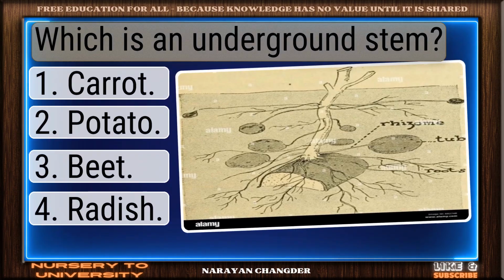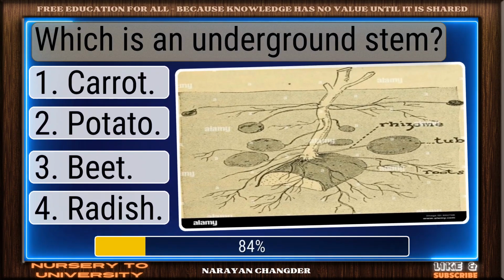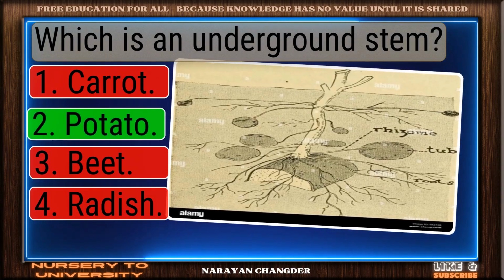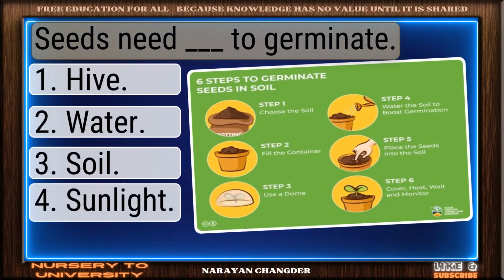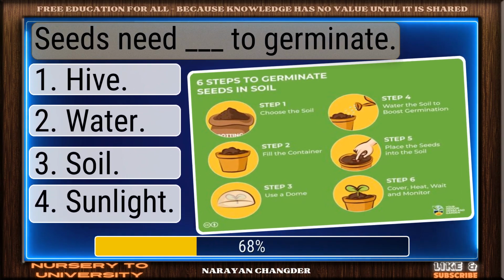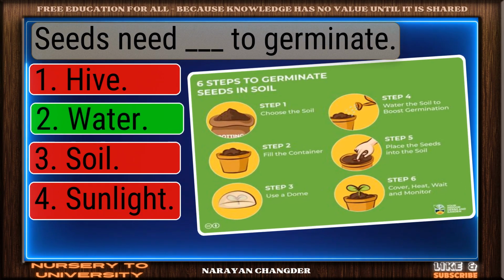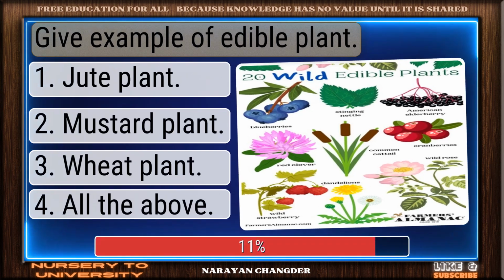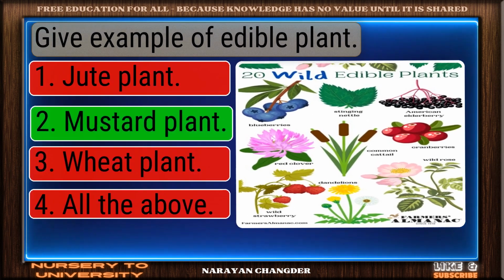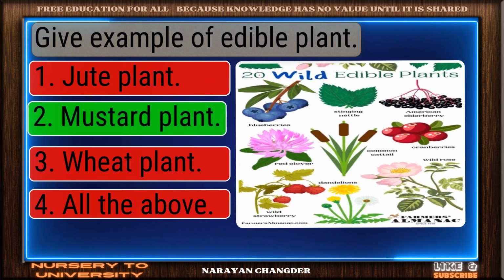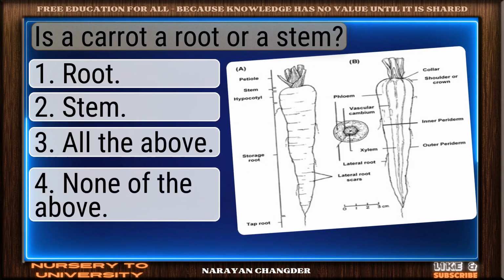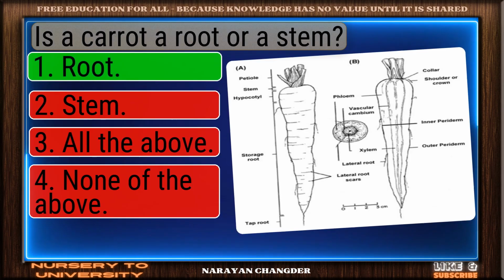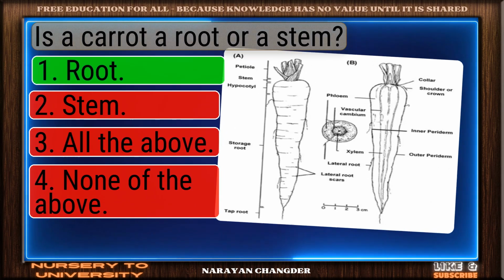Which is an underground stem? Great thinking. Potato is the right choice. Seeds need dash to germinate. You're right. Water is the correct answer. Give example of edible plant. You chose mustard plant, and it is correct. Is a carrot a root or a stem? Well picked. Root is the correct answer.